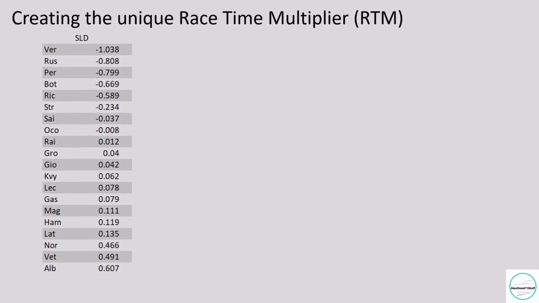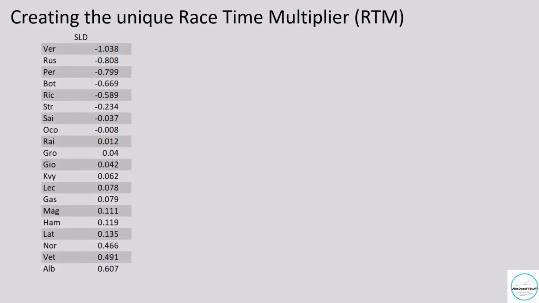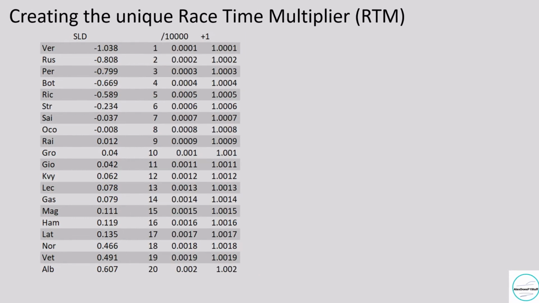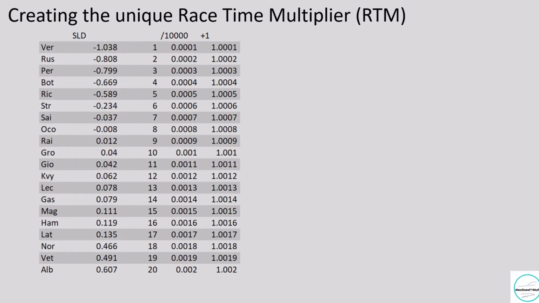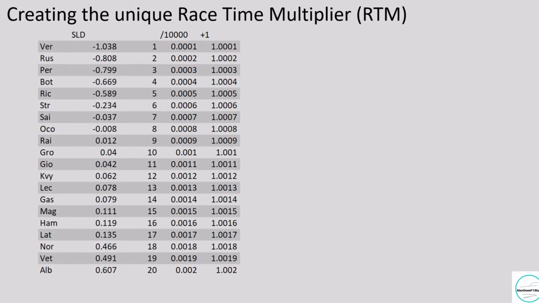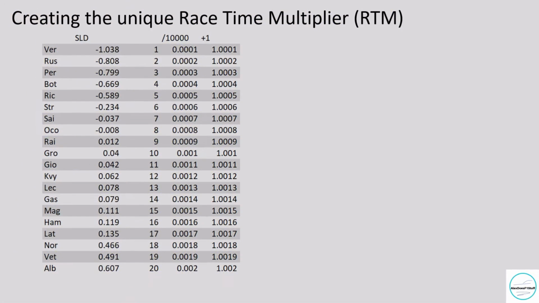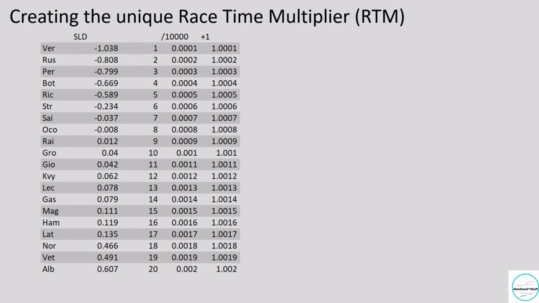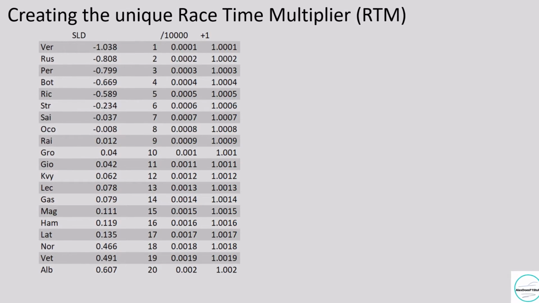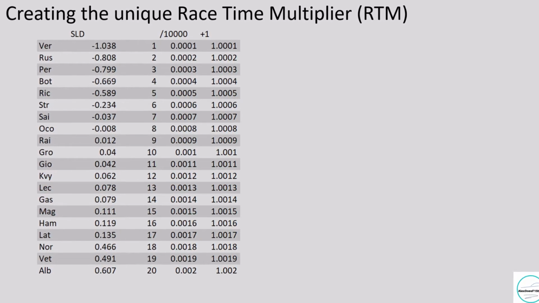So the first step to creating the RTM value, I ranked the drivers' current single lap delta time 1 through 20 and divided each of these by 10,000 and added 1. I only added 1 because it was easier for my brain to understand when I multiplied out the race time at the very end.